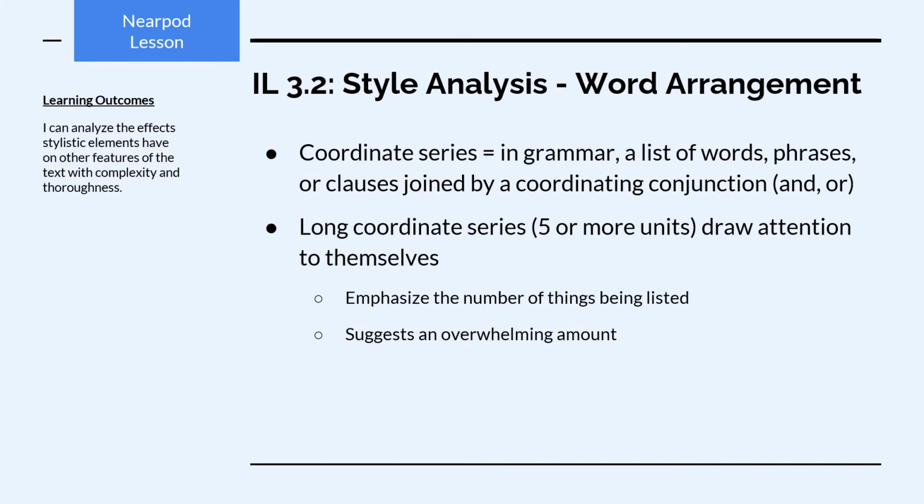Long coordinate series, that is, series that contain 5 or more units, typically draw attention to themselves by emphasizing the number of things being listed. Yeah, if we see a list of just 2 or 3 things, we don't notice it at all. If we see a list of 4 things, sometimes it can jump out at us, but 5 things or more in a list really jumps out as a long list, and it seems like there are a lot of things being listed. So it suggests an overwhelming amount of what the writer is talking about.